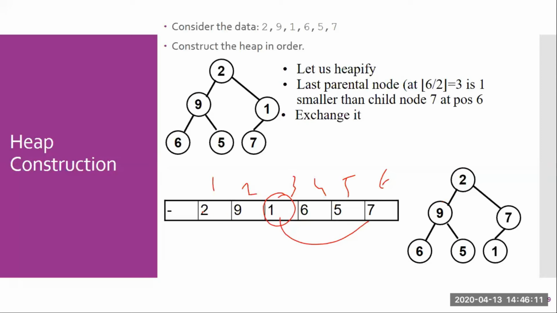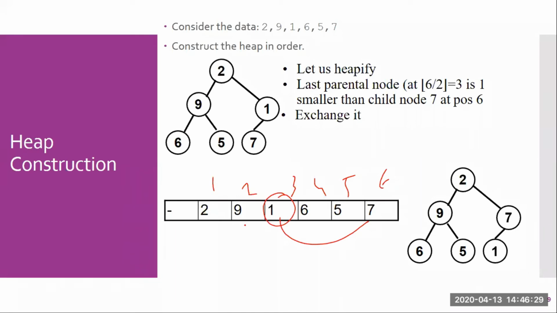Now step 1 is over. Step 2 is doing the same thing for the remaining parental nodes. So next I need to check the previous node. The previous parental node, if I see, is 9. 9 is greater than 7, so I don't have to break my head. It is still in heap format.